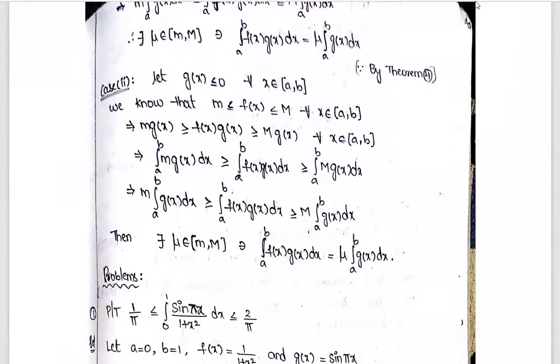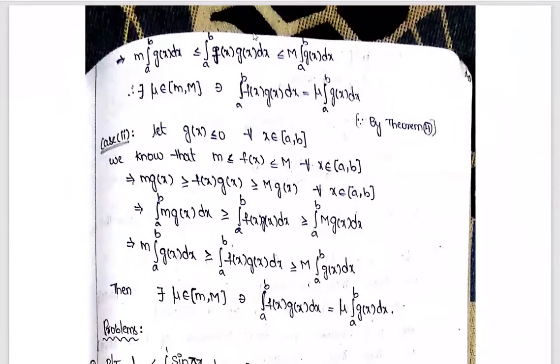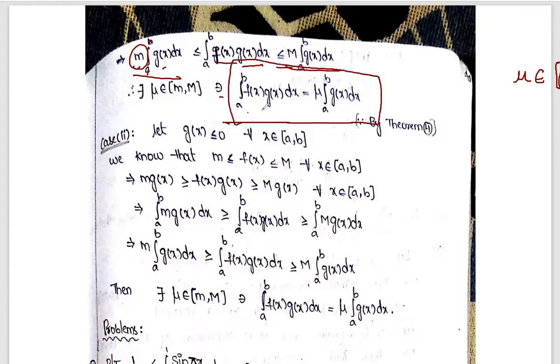Once you get that, how will you solve this? As m and M are constants, m times integral a to b of g of x dx is less than or equal to integral of f of x g of x, which is less than or equal to capital M times integral a to b of g of x dx. And we already know what mu is. There exists some mu between the infimum and supremum, that is between small m and capital M, such that integral a to b of f of x g of x dx is equal to mu times integral of g of x dx. I think I'm clear till here.